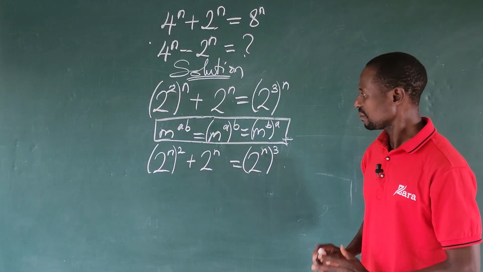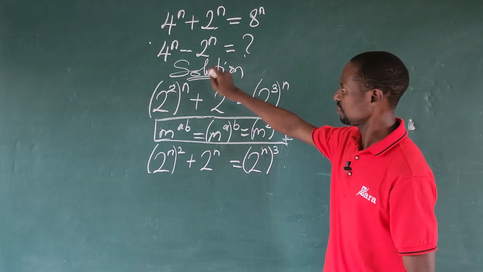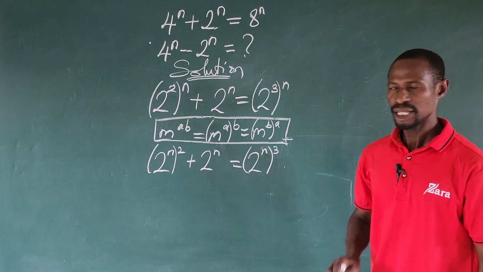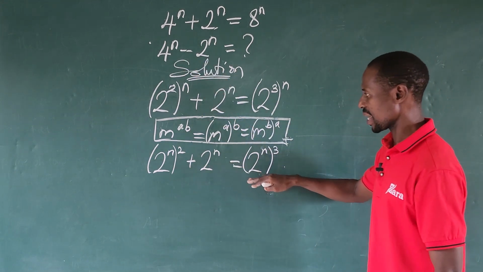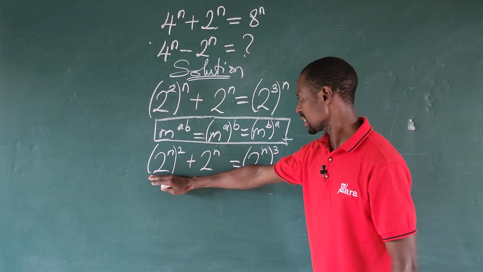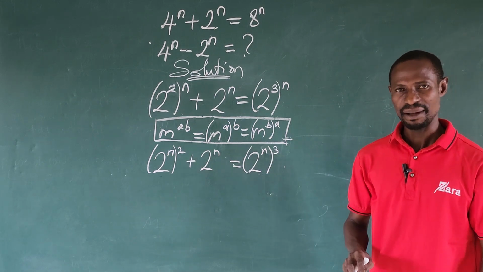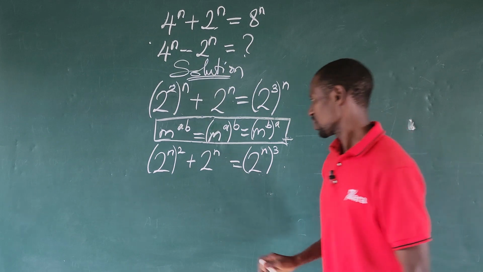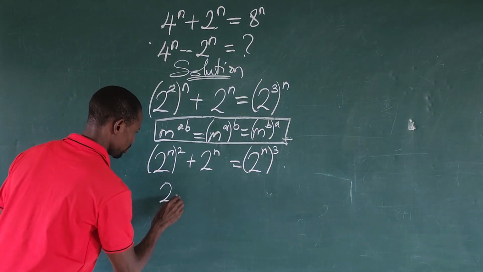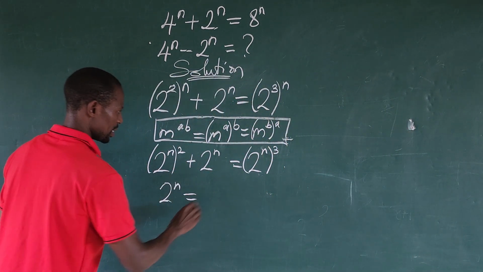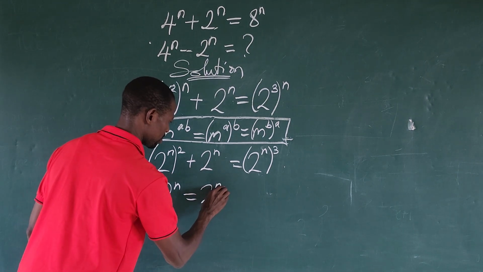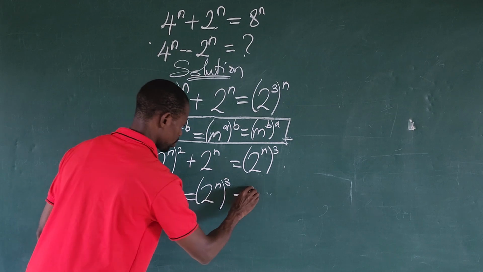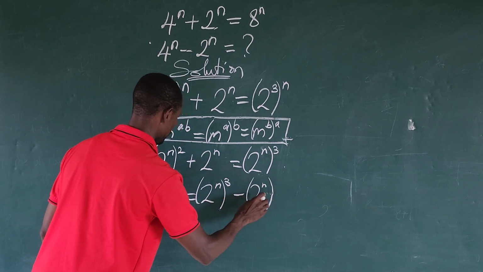Good. Yeah, if you look carefully, look at what I asked to look for. 4 to the power of n minus 2 to the power of n. So how can we get this expression from here? All we just need to do is to move this term to this side of the equation. By so doing, we're going to have this sign here, minus first. So let's keep this one here. So we're going to have 2 to the power of n on this side is equals to, here we're going to have 2 to the power of n all to the power of 3, then minus our 2 to the power of n all to the power of 2.